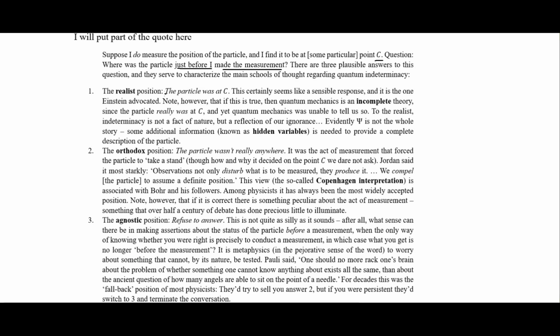So this says that the particle was at C, or at least some finite distance away from C, but it was definitely at some place from which it would end up at C in the next moment. This certainly seems like a sensible response, and is the one Einstein advocated. Note, however, that if this is true, then quantum mechanics is an incomplete theory, since the particle really was at C, and yet quantum mechanics was unable to tell us so.